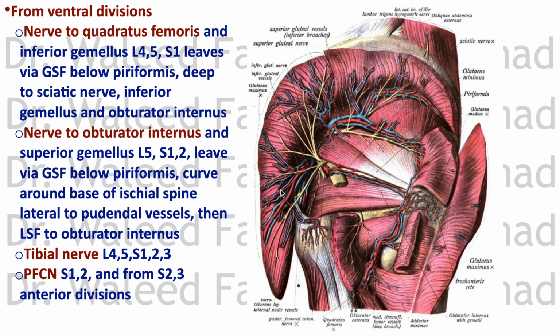Tibial nerve, it's L4, 5, S1, 2, and 3. And again, the posterior femoral cutaneous nerve, because it takes from both ventral divisions and dorsal divisions. See, this is the posterior femoral cutaneous nerve.